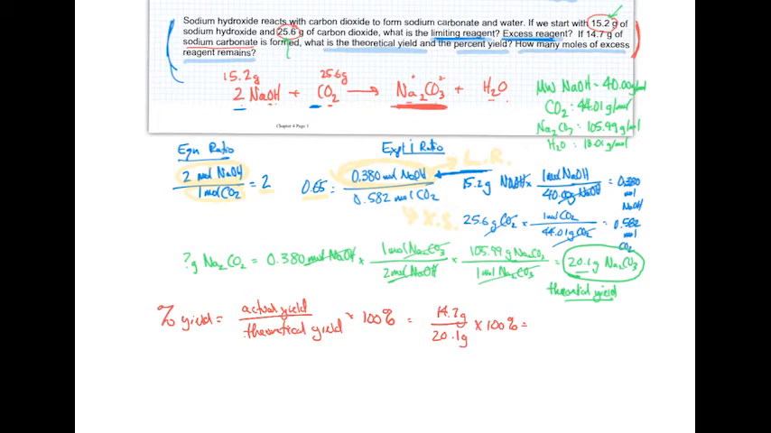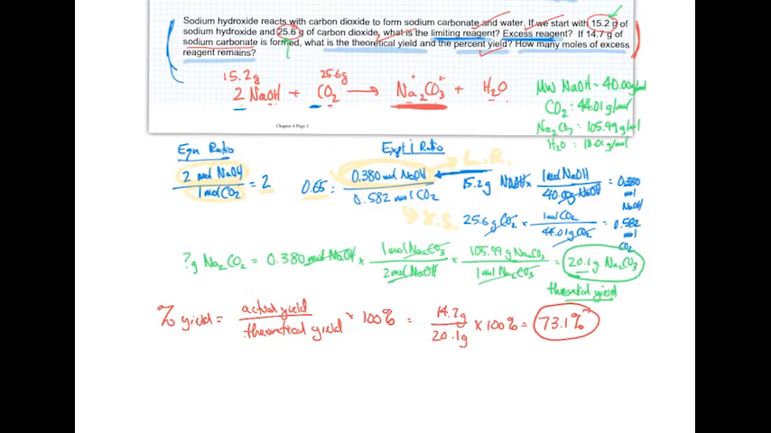And if we do that calculation, that comes out to 73.1%. That would be called the percent yield. All right, so if we look back up here in this problem, we have found the limiting reagent, check. We found the excess reagent, check. We have found the theoretical yield, check. We found the percent yield.